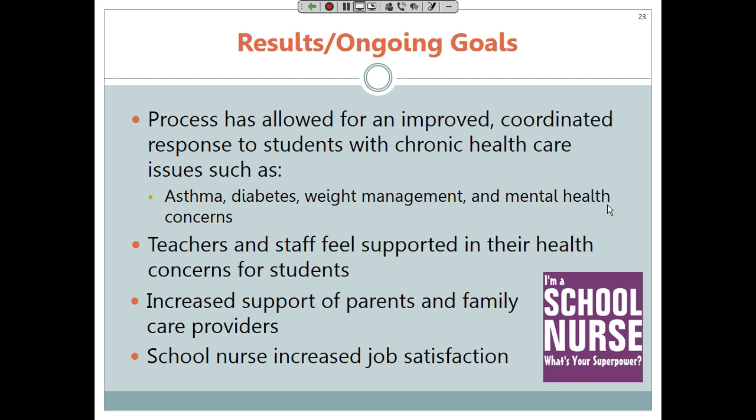So the results of applying an organized, systematic approach has allowed for improved coordinated response to students with chronic health issues. We have now started to apply the tools developed to other chronic health issues such as type 2 diabetes and asthma. Some of the lessons learned can be applied in many areas of communication with community health providers, including county mental health and public health. We've even started doing more coordination with our emergency room department. We find that teachers and staff feel supported in their health concerns for students, that parents feel more supported, and that our job satisfaction is increased due to the leadership role we take in improving the health care of our students.